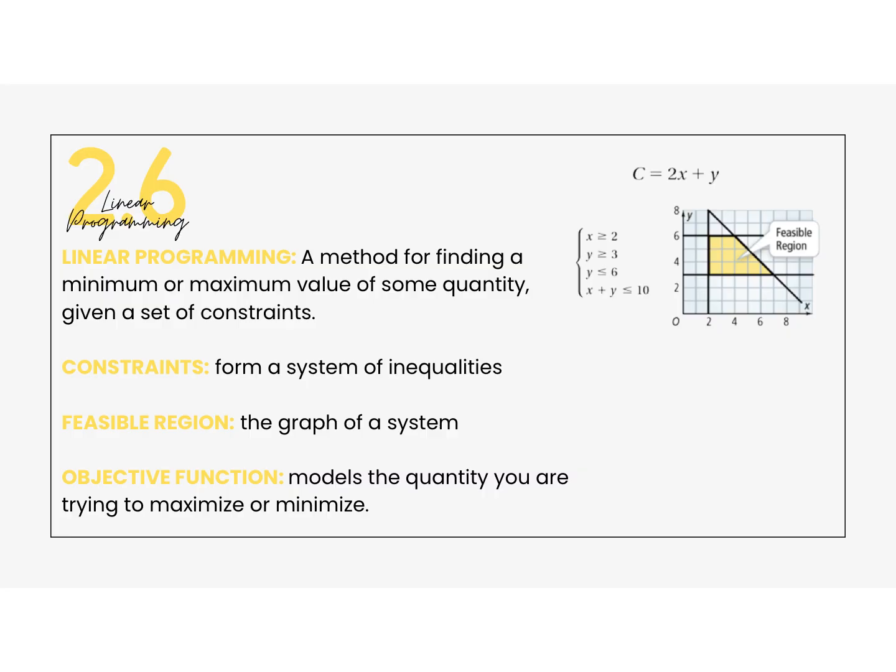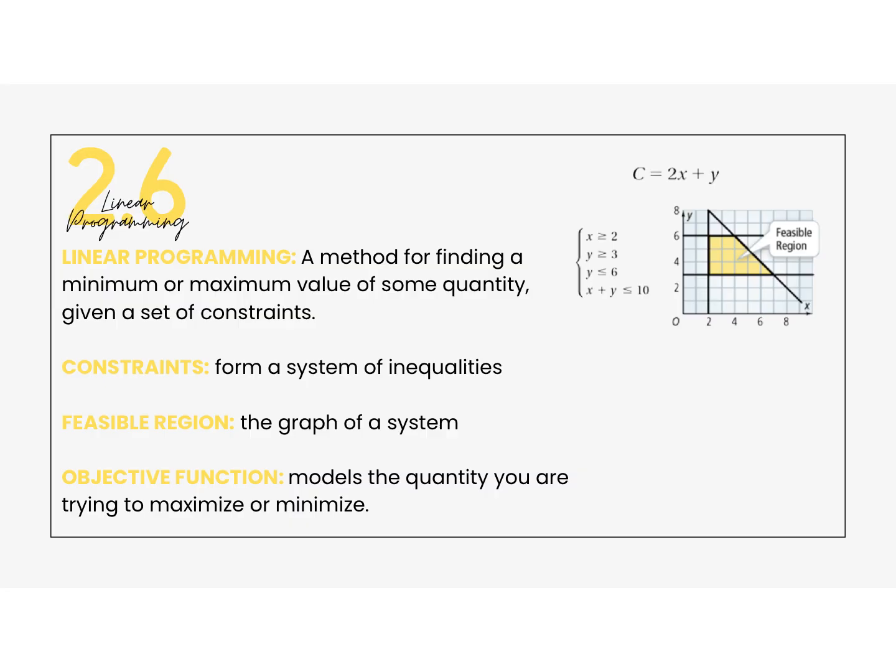So if I look at the graph to the right here, these are my constraints. In this situation, there are 4 inequalities that make up those constraints. And then we see on the graph, we end up with what we call a feasible region. So again, the constraints form a system of inequalities. For most of what we're looking at, it's going to be 2. This picture does show 4.